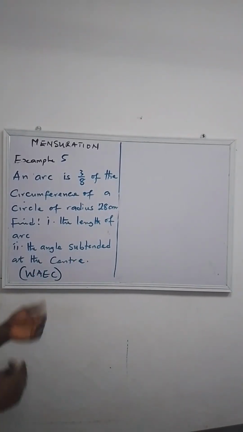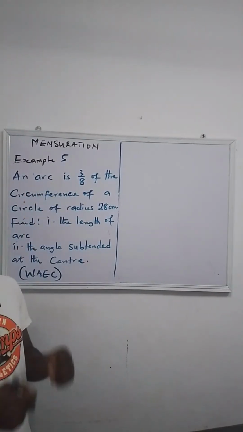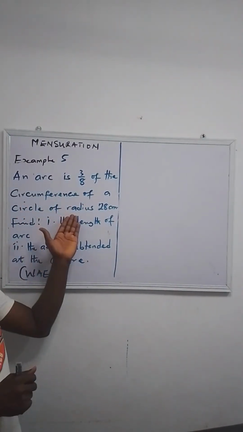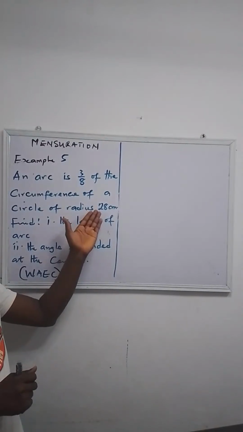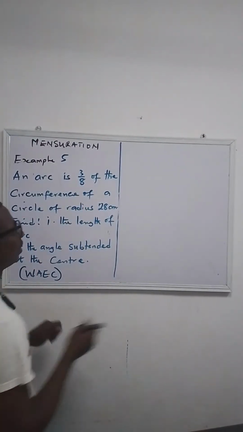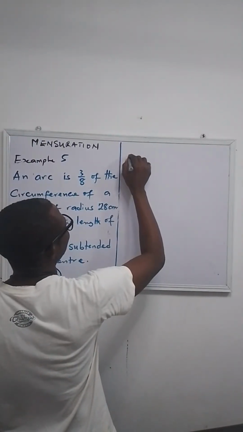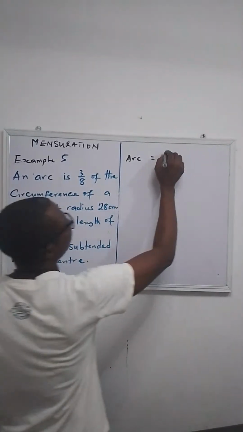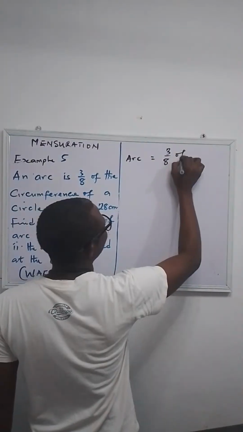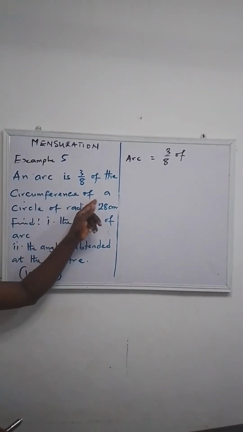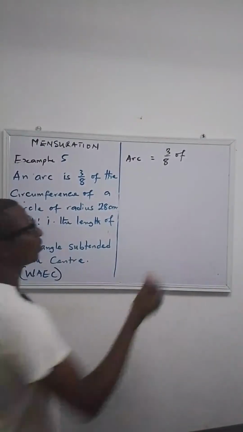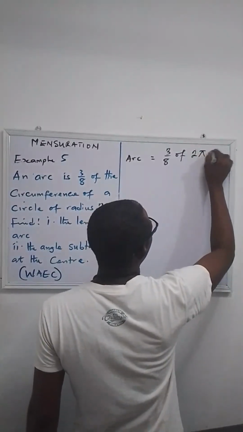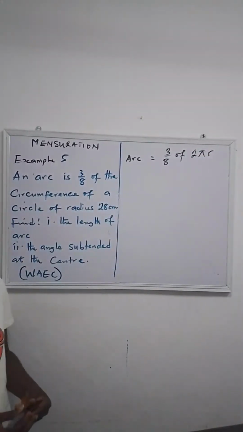Look at it. The question says an arc is 3/8 of the circumference of a circle, which has a radius of 28 centimeters. So now we have an arc. The arc is 3/8 of what? Circumference of a circle. What's the formula for the circumference of a circle? That is 2 pi r. That's what the question is talking about.